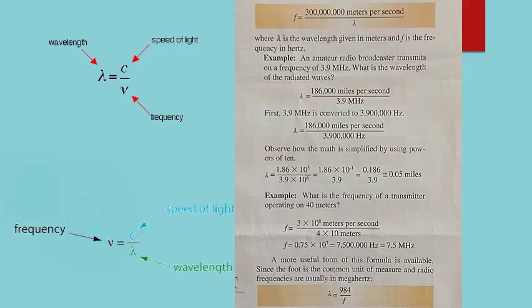And you can observe how the math is simplified by using the powers of 10 around the middle of the right side of the screen right now. And we ultimately get more or less 0.05 miles. Another example, what is the frequency of a transmitter operating at 40 meters?